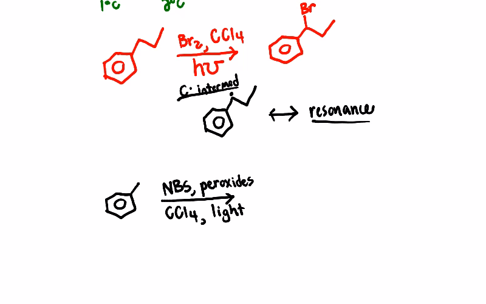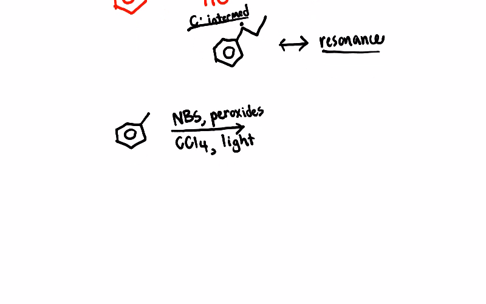So NBS, N-bromosuccinimide, what you need to be aware of about that is that N-bromosuccinimide is going to be our source of bromine radical for the reaction. So N-bromo stands for a nitrogen that has a bromine bonded to it. Succinimide is the parent structure of this. And the chemical structure for N-bromosuccinimide has that bromine nitrogen bond.